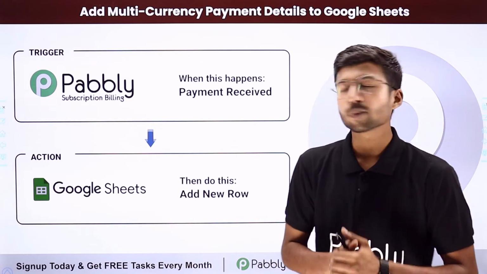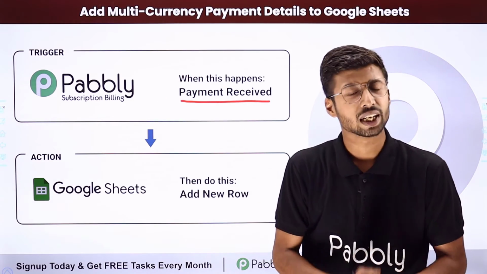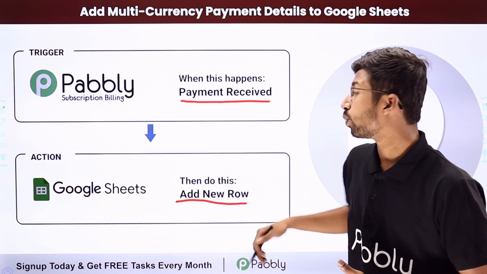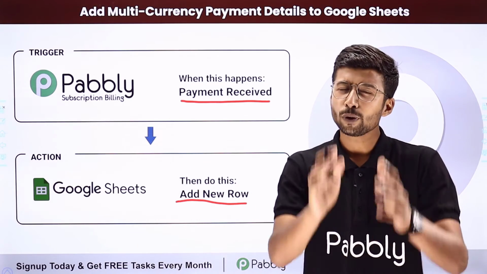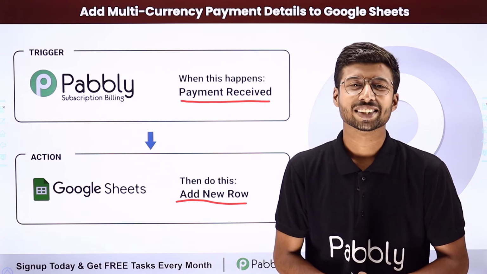The trigger of this automation will be receiving payments in multiple currencies from Pabbly Subscription Billing, and the action will be addition of these payment details as a new row into a Google Sheet. Now guys, how can you set up this automation? To know this, you have to come with me to my screen.